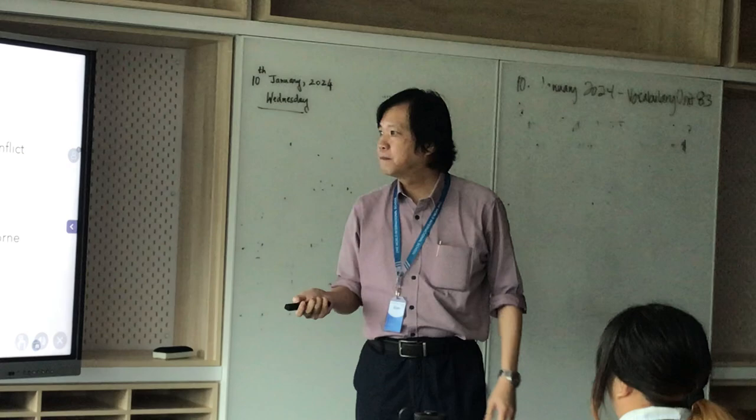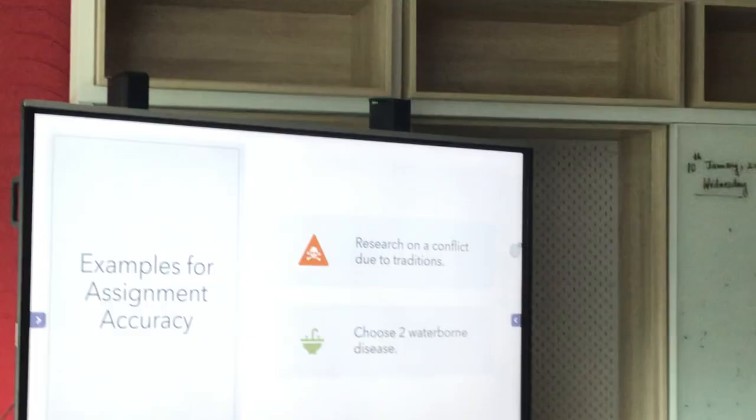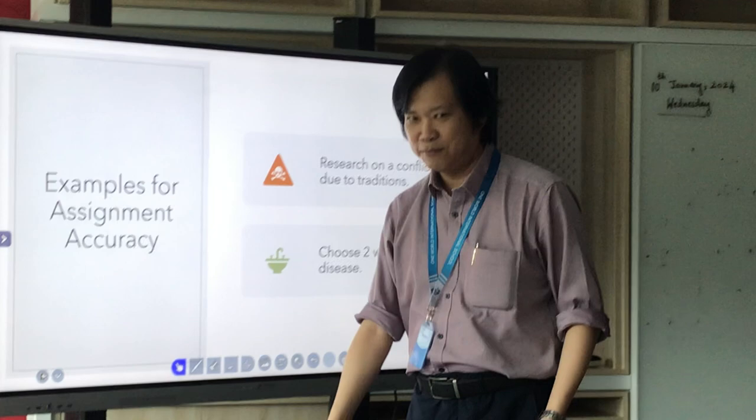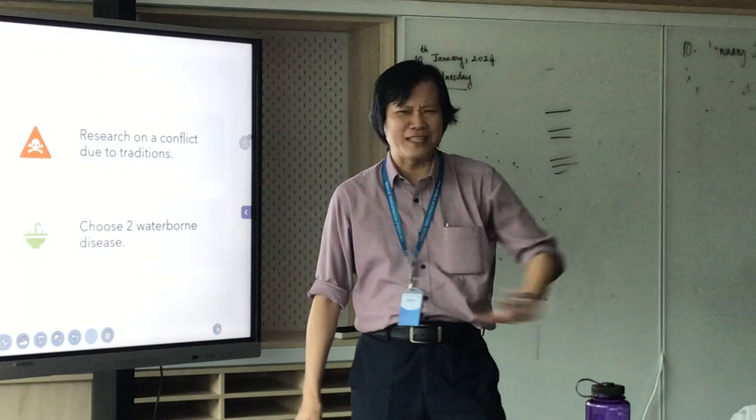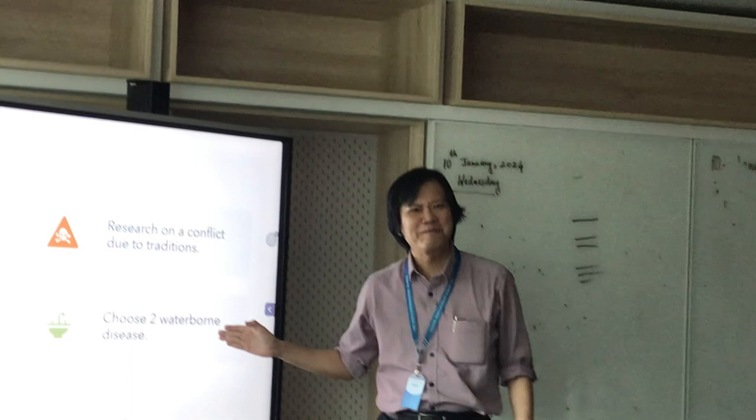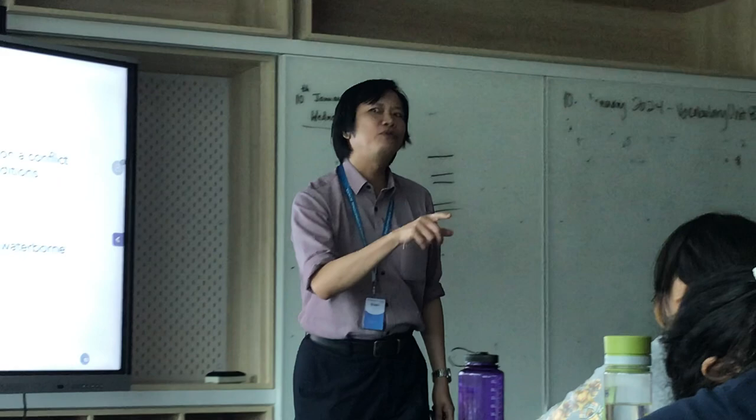Now, examples. Examples for assignment accuracy. Research on a conflict due to traditions. Some students give me a political conflict, a fight between two countries. Choose two waterborne diseases. I'm going to ask the class: if you're a student, what do you think a student will write about that will make her get the content marks, if I want you to choose two waterborne diseases? Cholera is correct. That student won't fail, the student will do well. I want to know what kind of student would fail this.